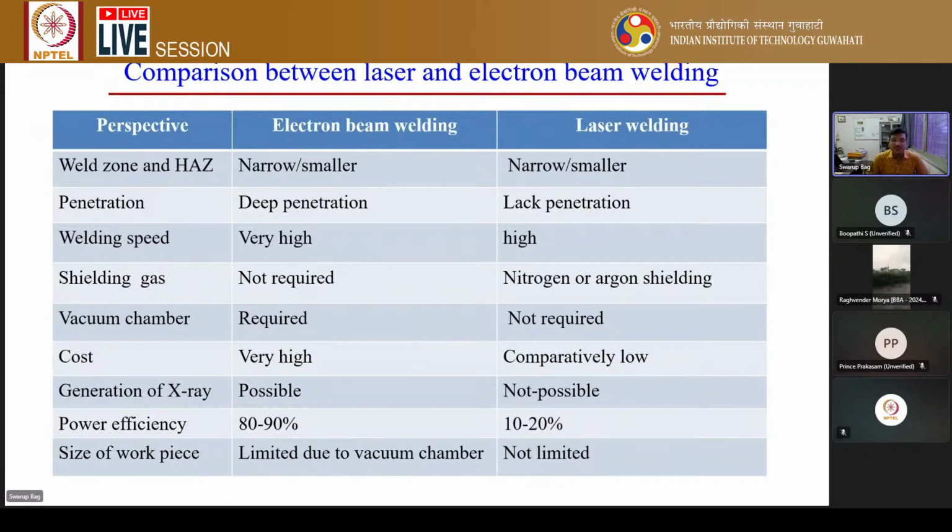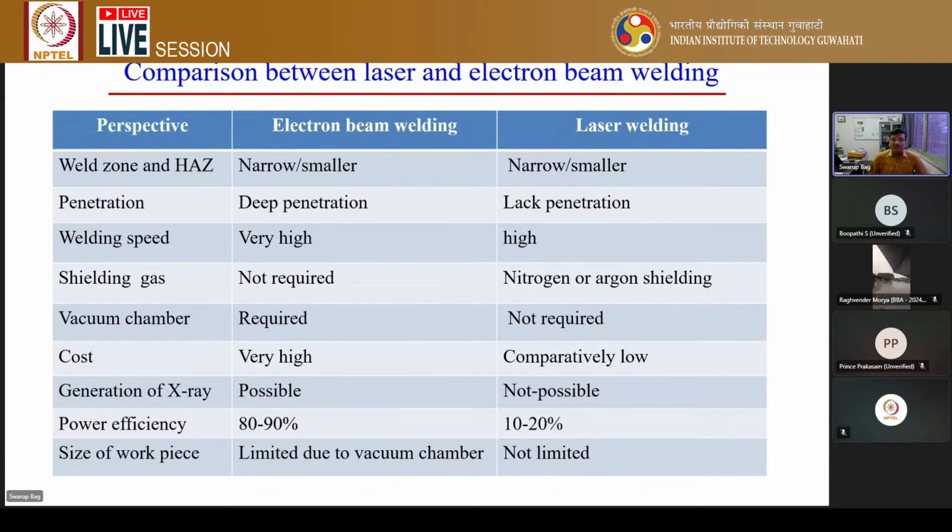Then depth of penetration. Basically, electron beam produces very deep penetration. The penetration is very, very high, which means very high thickness material can be welded using the electron beam welding process. On the other side, laser penetration is lower with respect to the electron beam welding process, but of course laser depth of penetration is also very high when you are following the keyhole mode. But as compared to the electron beam, it will be less.